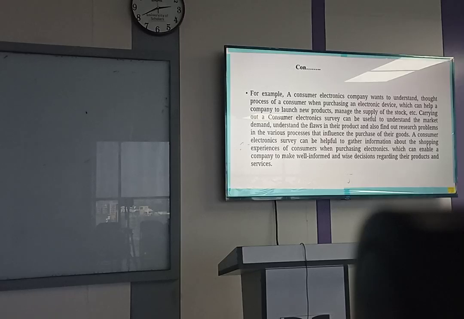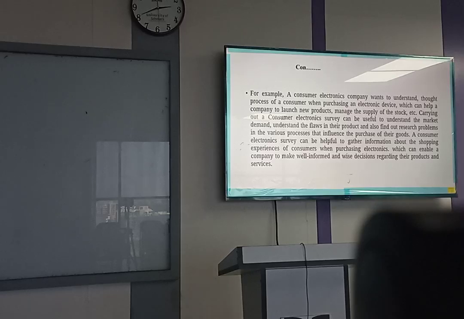For example, a consumer electronics company wants to understand the thought process of a consumer when purchasing an electronic device, which can help the company to launch new products, manage the supply of the stock, etc. Carrying out a consumer electronics survey can be useful to understand the market demand, understand the flaws in their product, and also find out research problems in the various processes that influence the purchase of their goods.